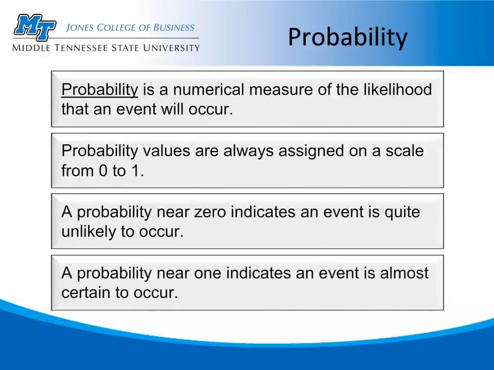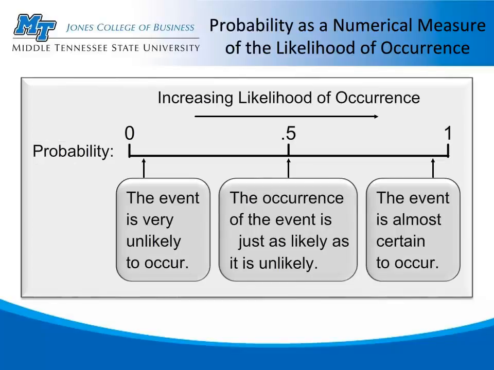Now, probability is measured on a scale from 0 to 1. If your probability value is close to 0, it means it's not very likely that it's going to occur. When you get on the other end of the scale, when you get close to 1, then it's almost a certain thing that it's going to occur. This is a nice little illustration that shows that scale running from 0 to 1. But as the number gets closer and closer to 1, that is the probability value, it becomes more likely that that event is going to occur.